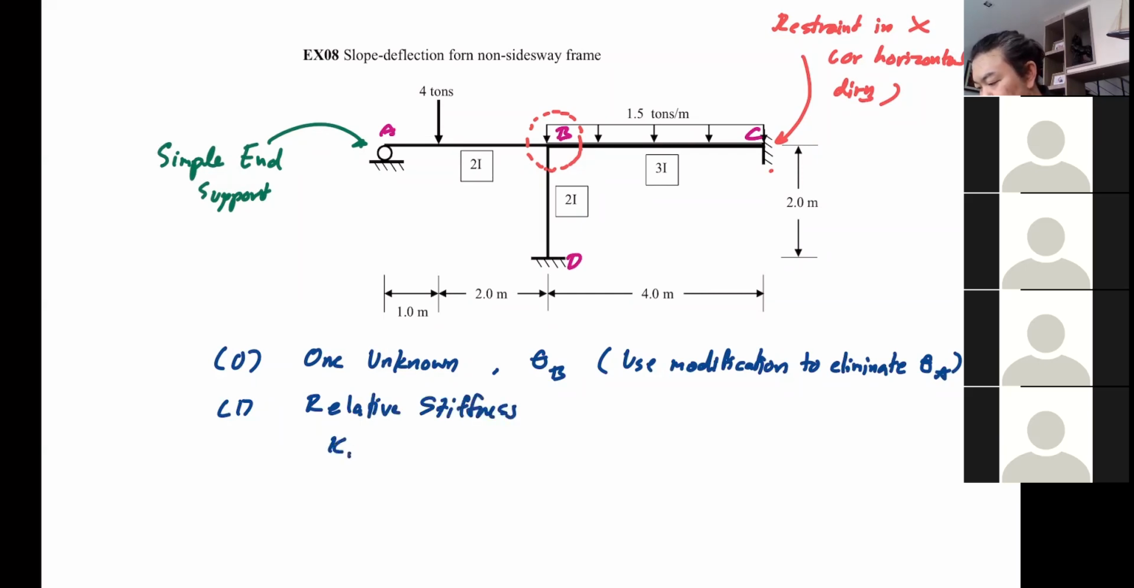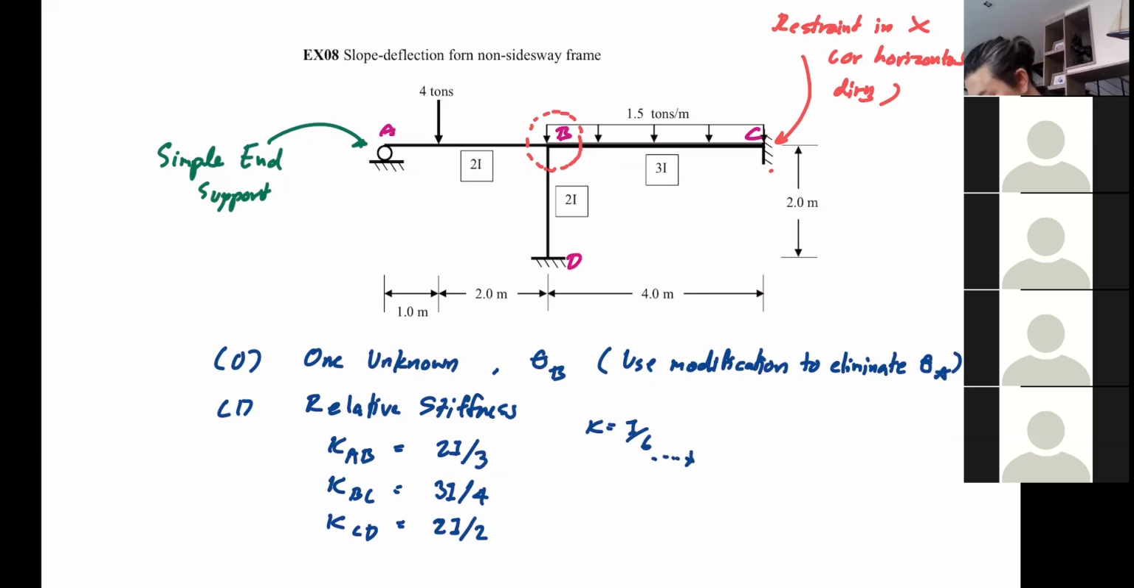So we now have K_AB, it is 2I over 3. K_BC. Now the numbers become a little bit more confusing. K_CD is 3I over 4, that's 2I over 2. So let's say K equal to I over 6. Now I have K_AB, it's 4 over 6, so that becomes 4K. Here it's kind of tricky, that's 4.5.